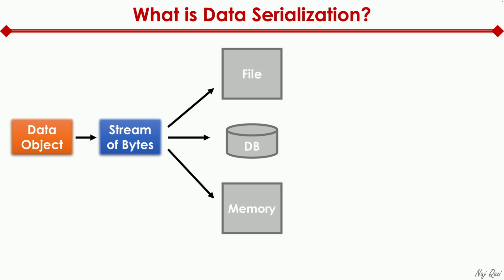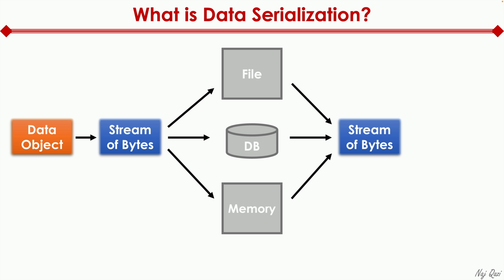This is where file, database, and memory come in. From those resources, we take that stream of bytes and convert it back into an object on the destination end. This entire path from left to right is called data serialization. Let me give you an official definition: it's a process of converting complex data into a byte stream for storage, transfer, and distribution purposes on physical devices.